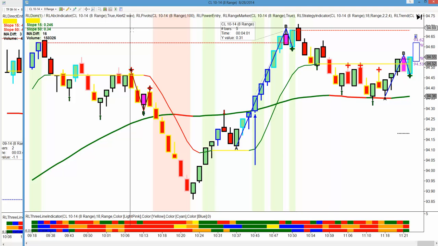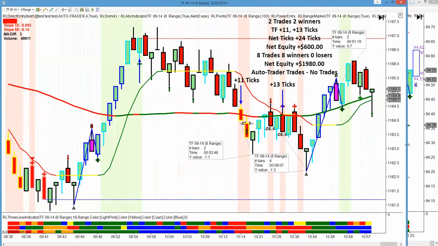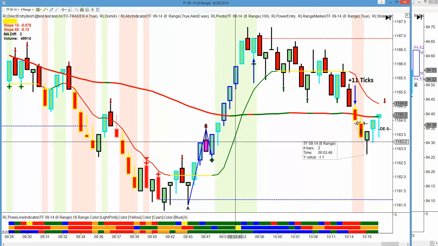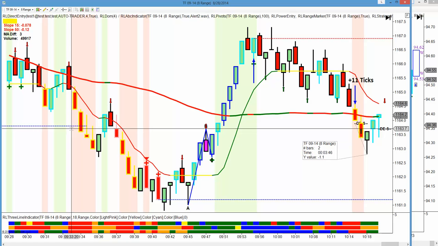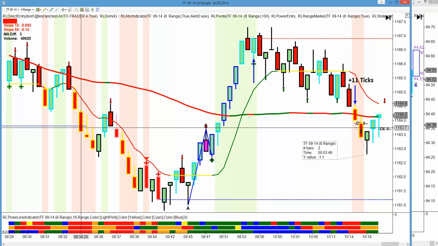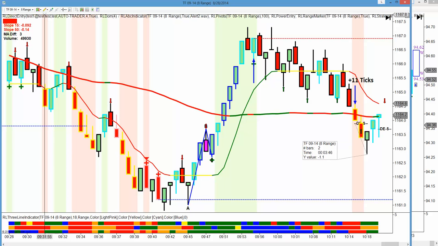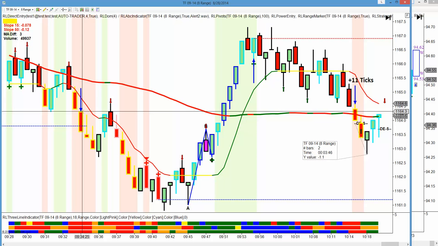Now the Russell opened here and broke the 15 here. The entry would have to have been this candle right into an unbroken pivot, so we couldn't take the trade. That would have been this entry right here, right into this pivot. It would have worked.